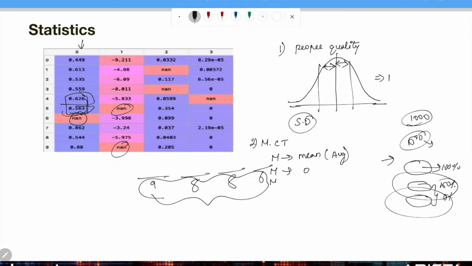NANs and zeros and all will fall on the top, since it's an ascending order. The next thing is replacing the NANs with mode. Mode is the majority value. If some value is repeating multiple times, we take that value and replace with it. So these two methods are more efficient than replacing with mean. That's how statistics actually helps to understand your data and make it good quality.